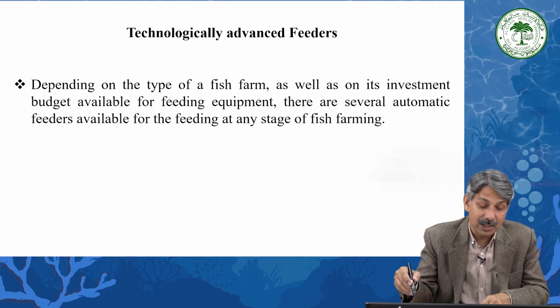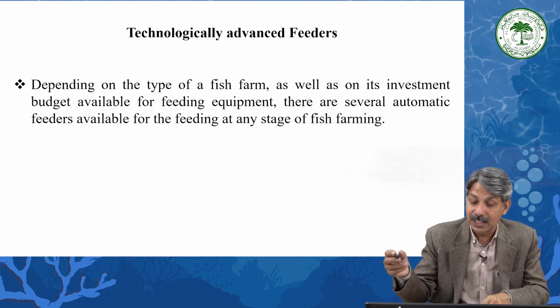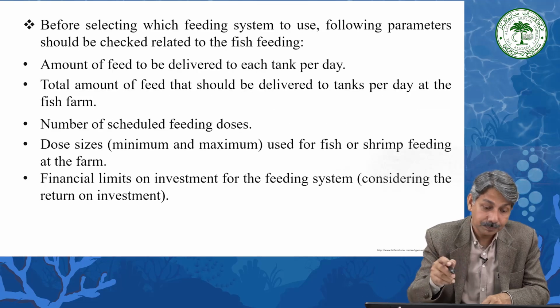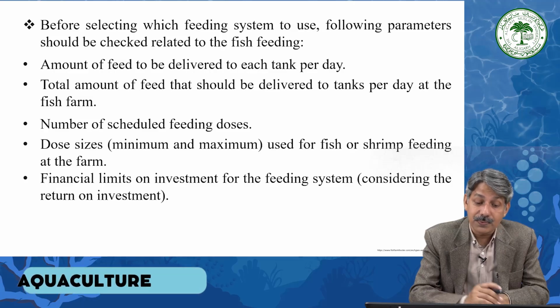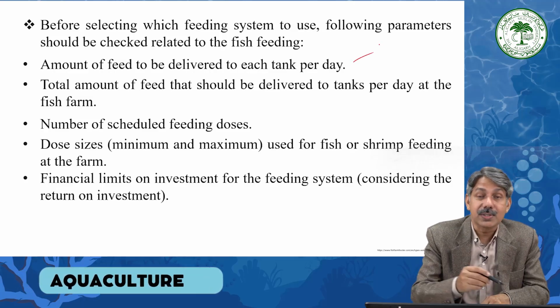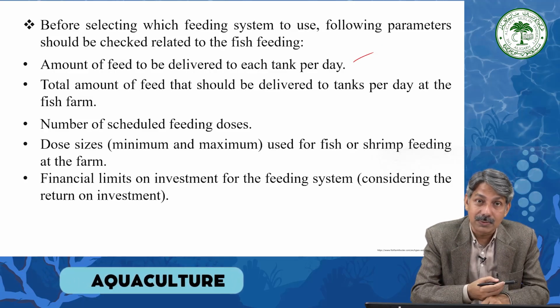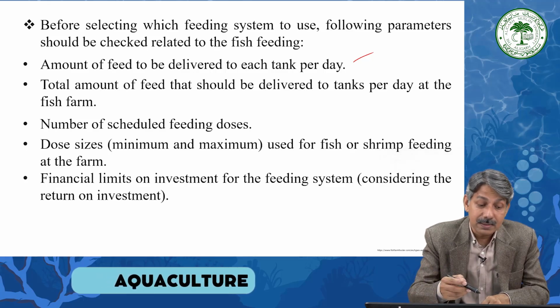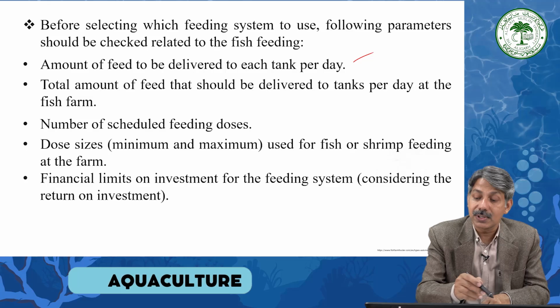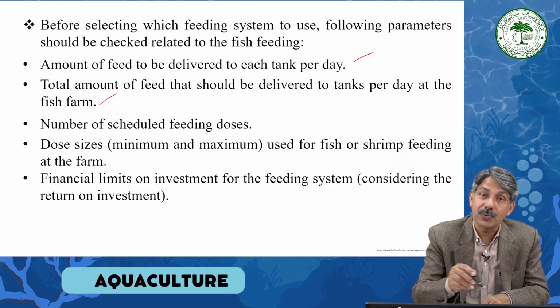There will be several automatic feeders available for feeding at any stage of fish farming. Before selecting which feeding system to use, the following parameters should be checked carefully. Amount of feed to be delivered to each tank per day. Of course, all this information is fundamental before using any feeder. Total amount of feed that should be delivered to tanks per day at the fish farm.